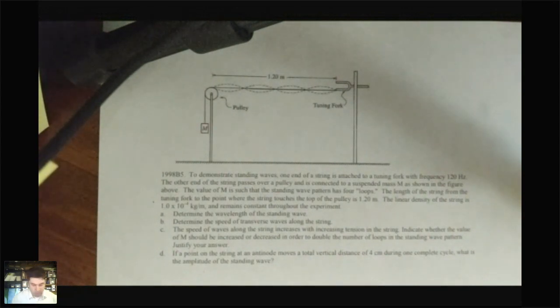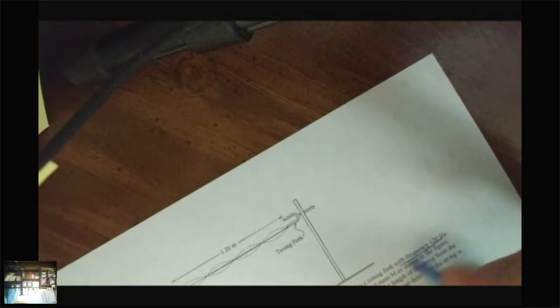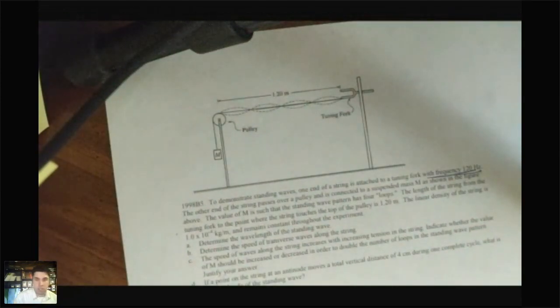So to demonstrate standing waves, ignore what standing waves are right now. That's not important. We'll get to that next week. One end of a string is attached to a tuning fork with a frequency of 120 hertz. So we know we have a frequency of 120 hertz for this wave. The other end of the string passes over a pulley and is connected to a suspended mass M, as shown in the figure above. The value of M is such that the standing wave pattern has 4 loops in it.